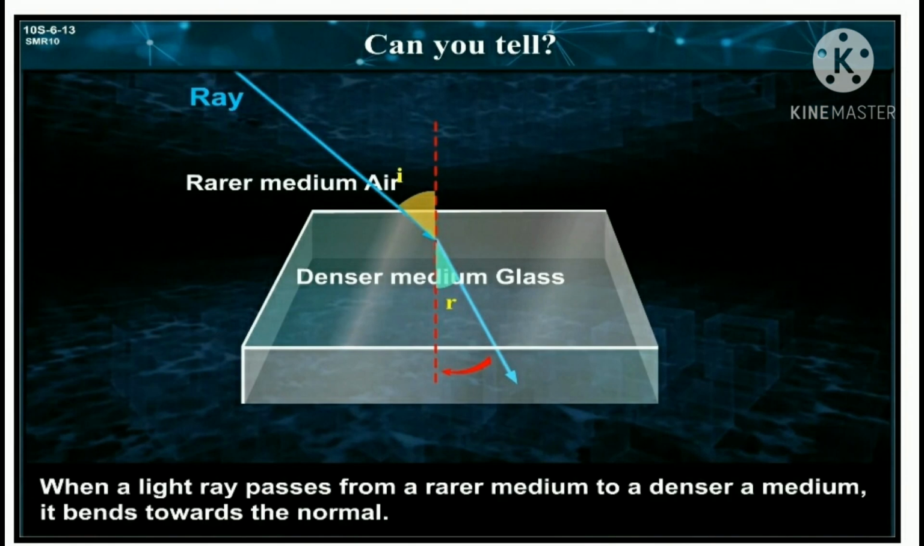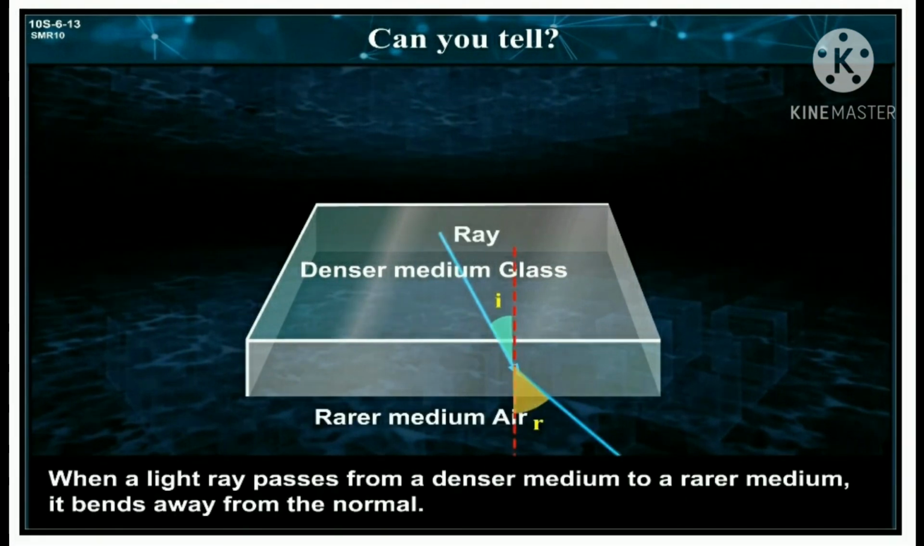When a light ray passes from a rarer medium to a denser medium, it bends towards the normal. When a light ray passes from a denser medium to a rarer medium, it bends away from the normal. And when a light ray is incident normally at the boundary between two media, it does not change its direction and hence does not get refracted.